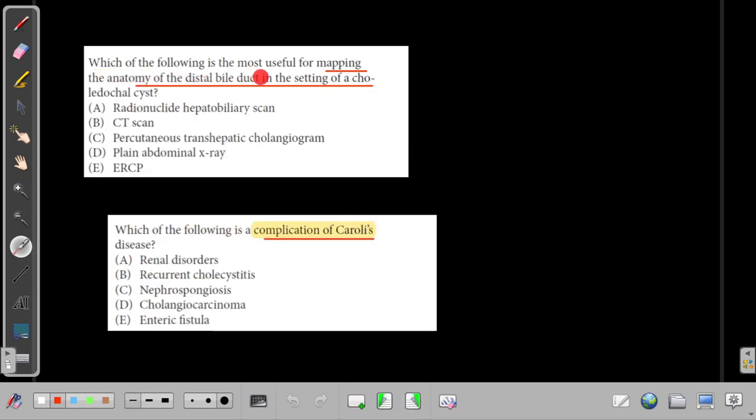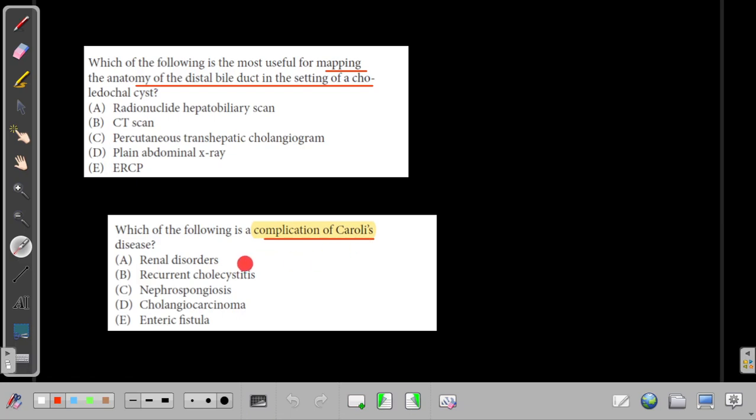Which of the following is the most useful for mapping the anatomy of the distal bile duct in the setting of a choledochal cyst? A radionuclide hepatobiliary scan, CT scan, percutaneous transhepatic cholangiogram, PTC, plain abdominal X-ray, ERCP. Go for ERCP. ERCP is the most useful for mapping the anatomy of the bile duct in the setting of choledochal cyst. Okay?